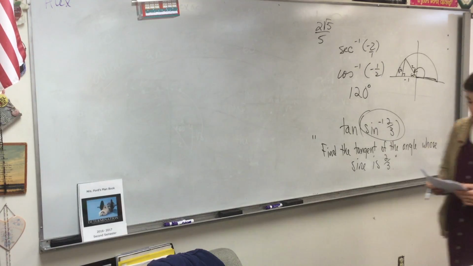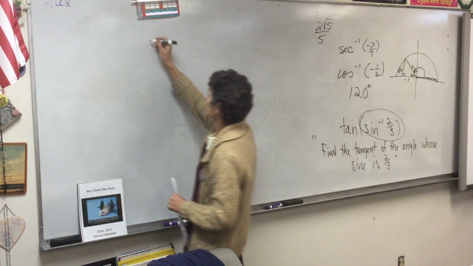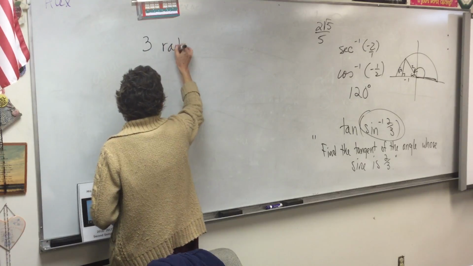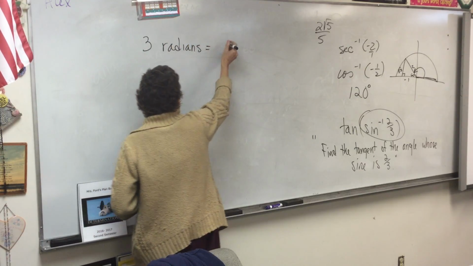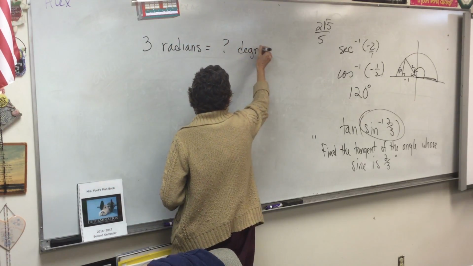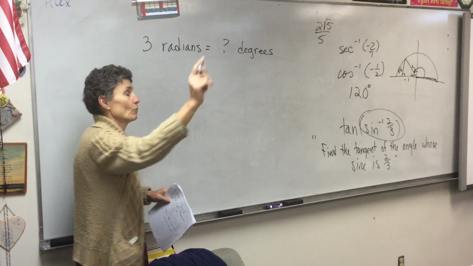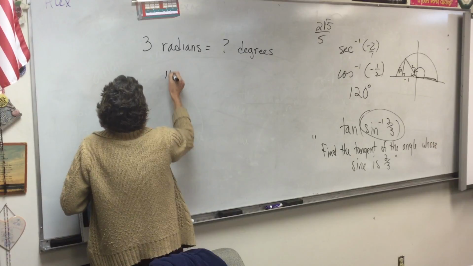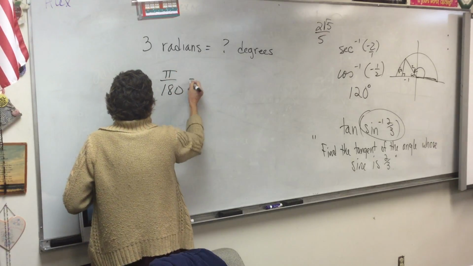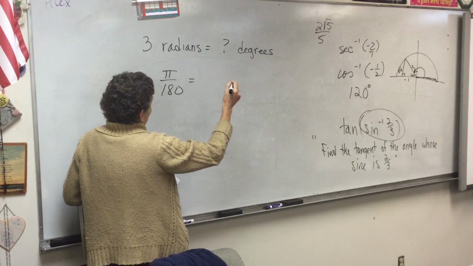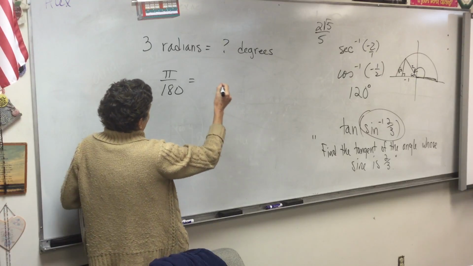We're going to change 3 radians into degrees. Anybody remember how to do this? Pi over 180. I love you, Anna. Pi over 180. I would love you even if you got the wrong answer, but I love you more because you got the right answer.